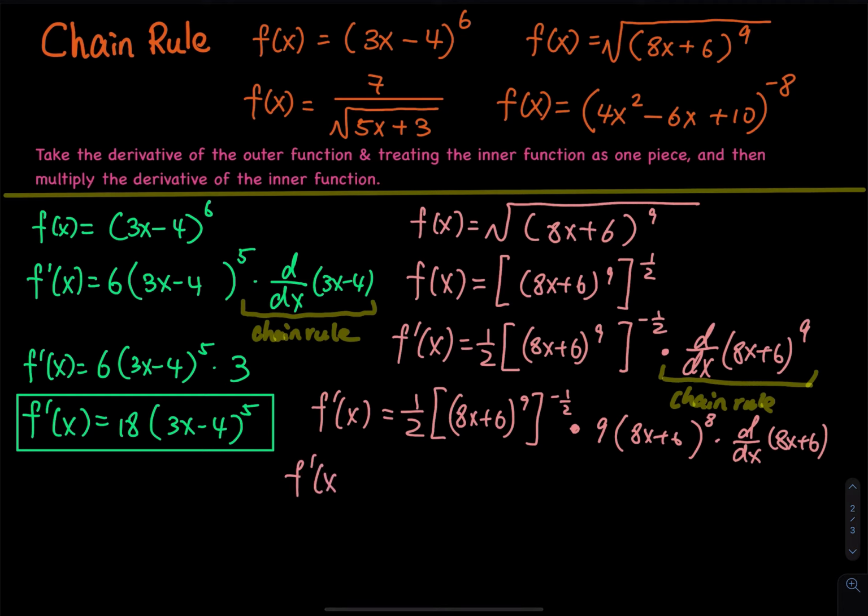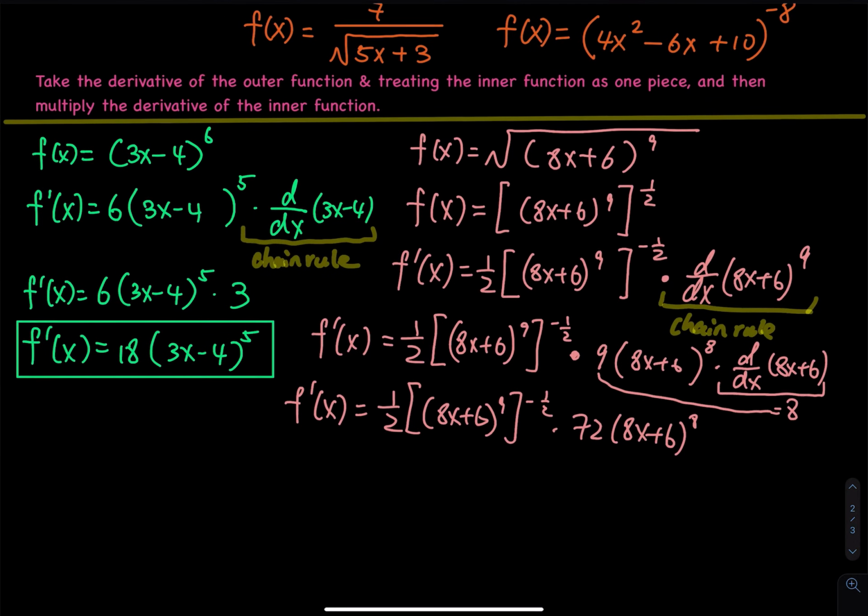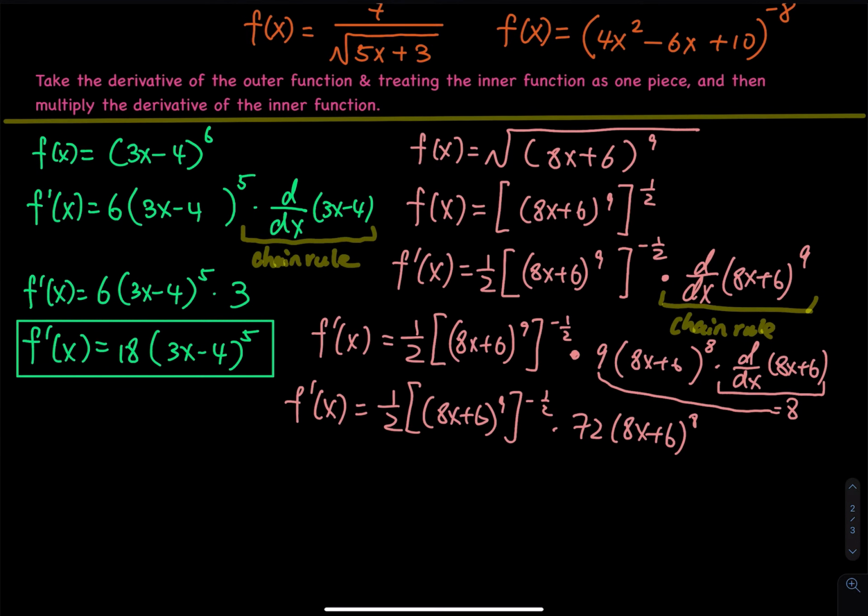Next line, f prime of x equals 1/2, and then the square root, 8x plus 6 to the 9th power, and then raise that to negative 1/2, and then the derivative of this is equal to 8, right? 8 times 9 is equal to 72, times 8x plus 6 to the 8th power. Okay, so you have 72 divided by 2.